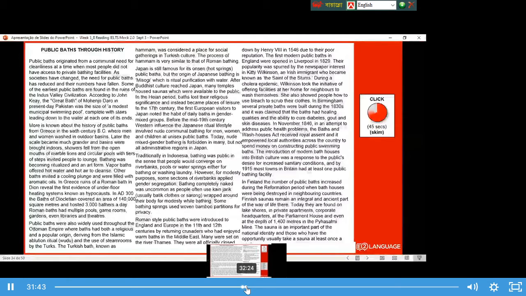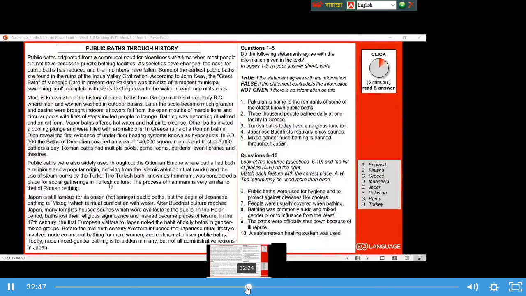Basically here 5 true false not given and 5 is match features with correct place A to H. So 10 questions, and in next part we'll have 3 more questions. So total 13 questions. So out of this 5, I think all the answers of all questions will be here.